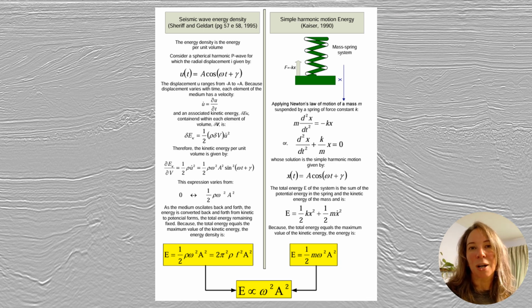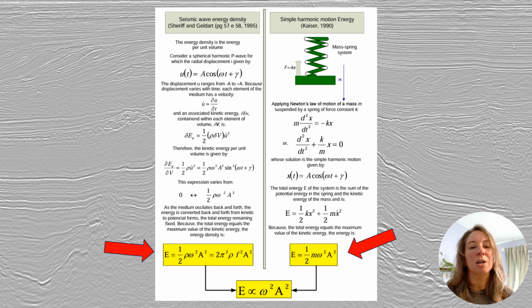So we'll start with something surprisingly simple, a mass on a spring. In 1990, Kaiser noticed something fascinating about how energy moves in this spring system. So you'll notice that the energy in the mass spring system follows the equation, marked here by the red arrow, E equals 1/2 m omega squared A squared. And then here's where it gets interesting. When we look at seismic wave energy density, we find an almost identical equation. The only difference is that the mass becomes density, and so this remarkable similarity is what makes TK energy so useful for seismic analysis.